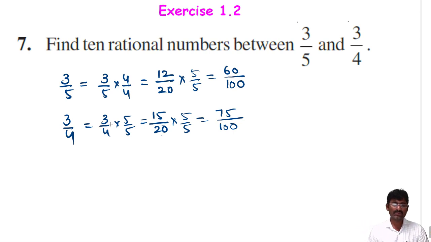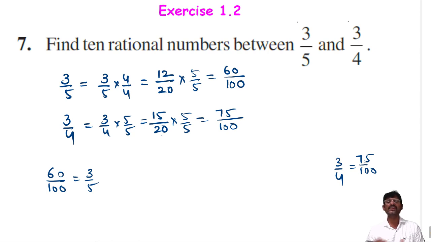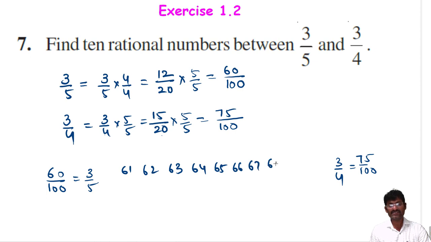That's it. So here let me write 60 by 100. This is actually 3 by 5. Now here 75 by 100. This is actually 3 by 4. Between 60 and 75, you write any 10 numbers. Suppose let me take 61, 62, 63, 64, 65, 66, 67, 68, 69, 70.